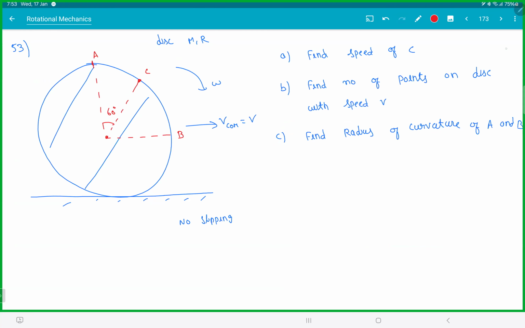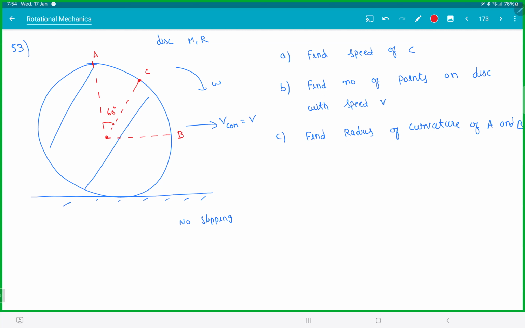Find the radius of curvature of A and B. That's a good one. Again, be careful. IAR has nothing to do with radius of curvature. There is no relation between the two. Most people get confused. They say, sir, but you only told the body is rotating about point A. What did I say? The body is in pure rotation about point A. So do you mean to say rotation and circular motion are the same?